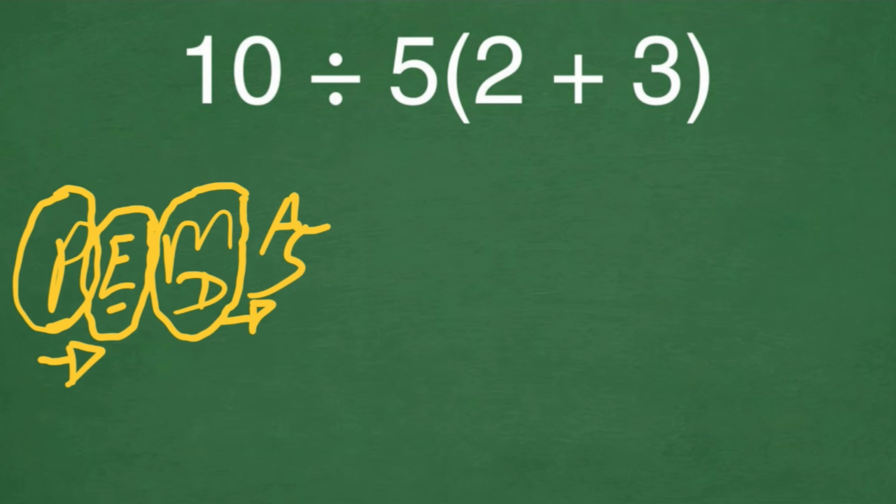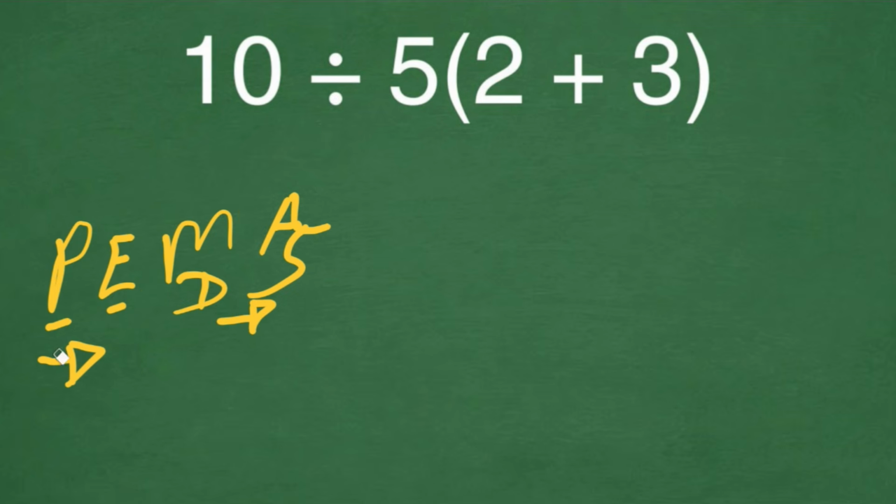So if we solve multiplication before parentheses, that is not correct. And if we solve addition before multiplication, again, that is not correct because we have to follow this rule, right? So that is the idea.